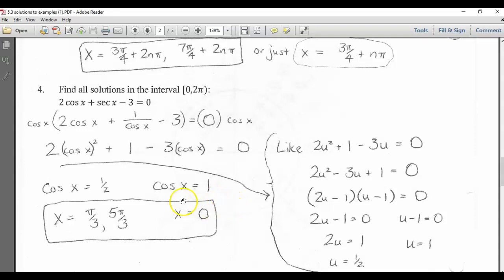Now go back to the unit circle and find what x can be so that the cosine, the x coordinate of the point on the unit circle, is 1/2, and find the point on the unit circle where the x coordinate is 1. So the possible angles or numbers of radians are pi over 3 and 5 pi over 3 and 0.